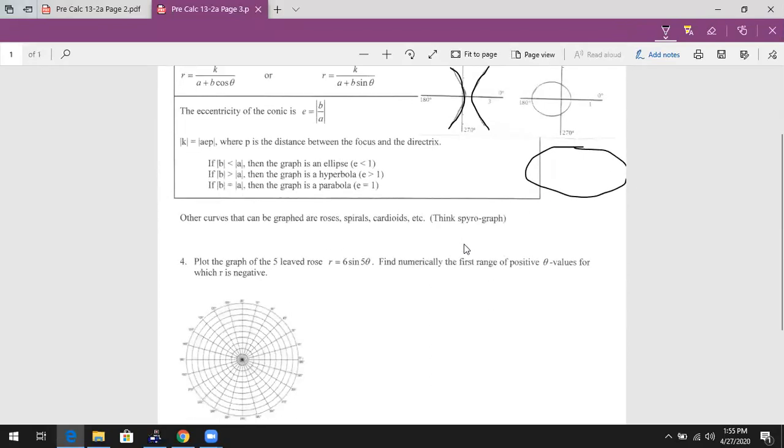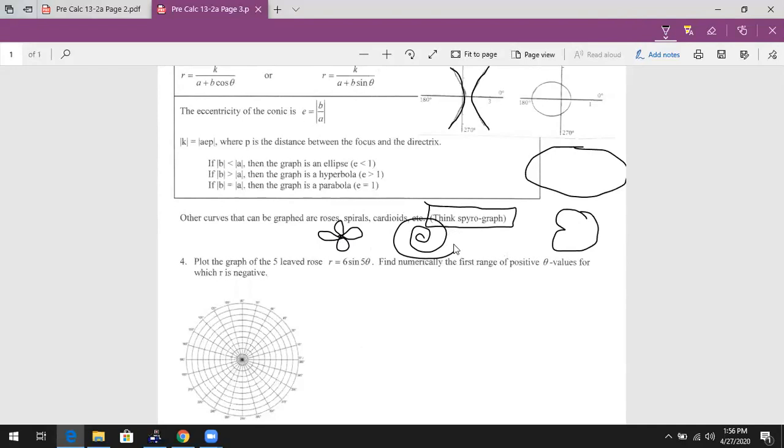There are other curves that can be graphed, such as roses, which will look something like this. Spirals, which will look something like this. Cardioids, which are heart-like. All these different types of shapes can be graphed. And I always put this: think spirograph.